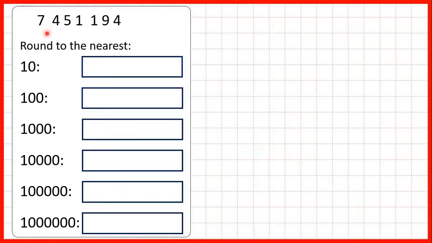Now we need to round to the nearest 10, 100, 1,000, 10,000, 100,000 or million. So we have 7,451,194. To round to the nearest 10, we find the tens digit and then look to the right. We have a 4 in our ones, and when we're rounding, if we have 4 or less, we round down. And that means that the 9 in our tens stays the same. Digits to the left of the place value that we're rounding to always stay the same.